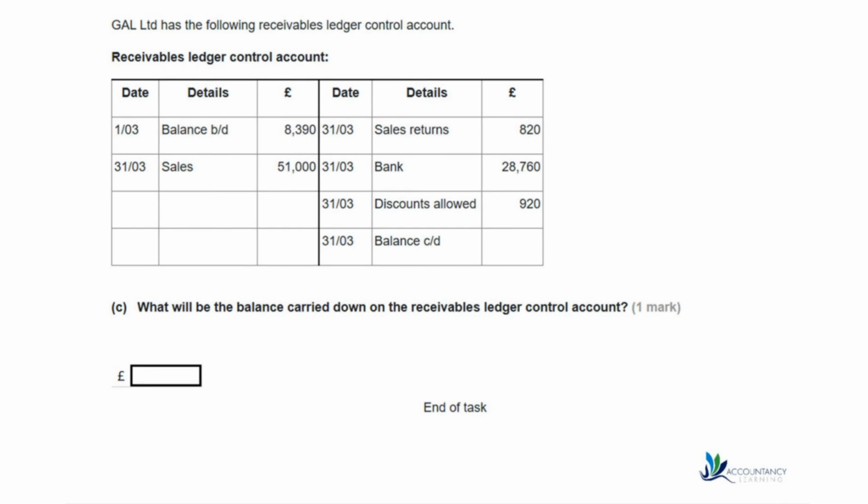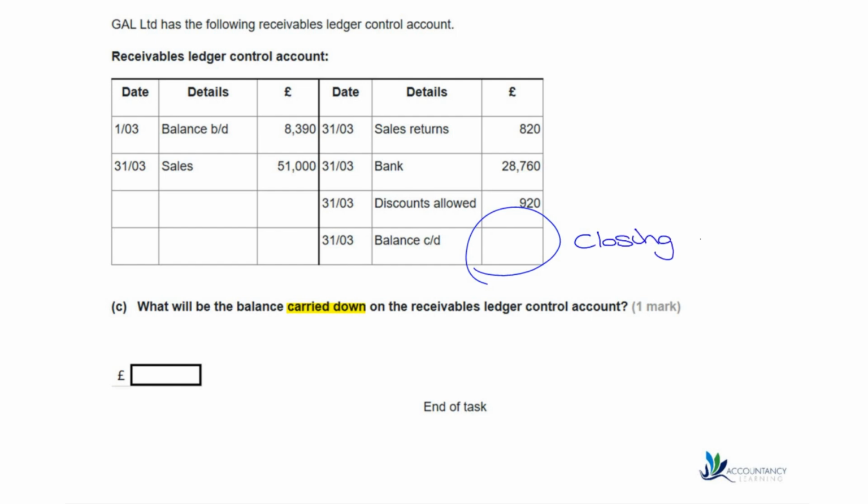GAL Limited has the following receivables ledger control account. What will be the balance carried down on the receivables ledger control account? So we're looking for this figure here. So we're going to balance it off. So as we've got our carried down balance, so our closing balance, remember carried down is the same as closing balance.